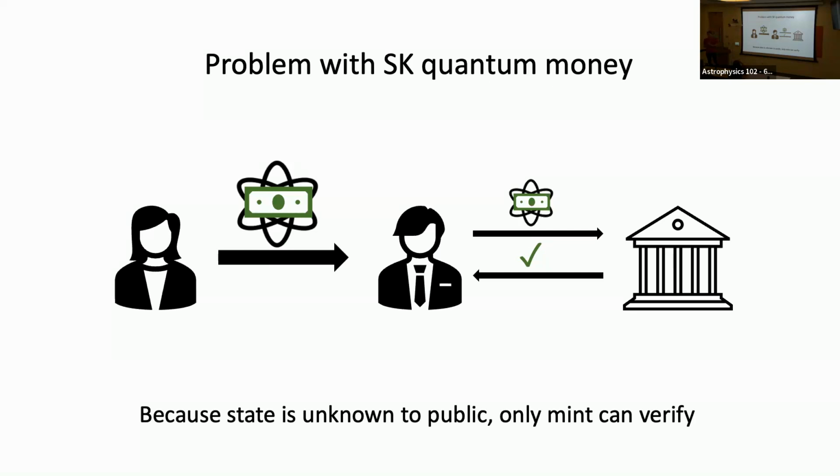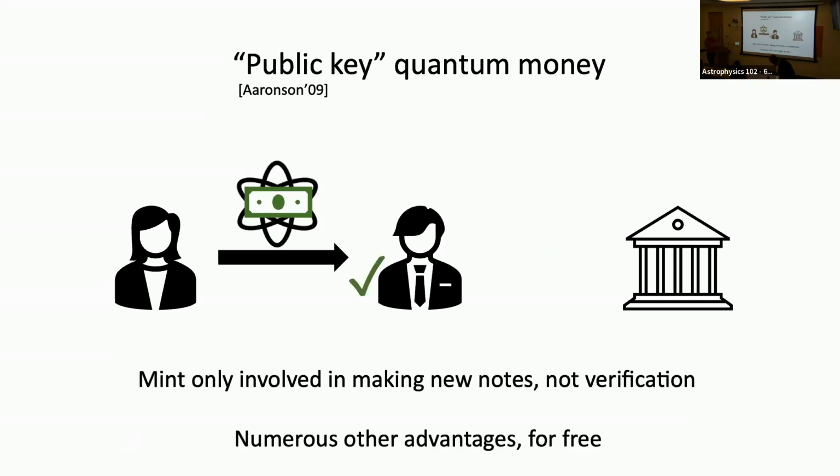So his only option is to send the money state that he got from Alice to the mint, or maybe some trusted entity that knows the actual description of the state. And if you know the description of the state, you actually could check. You could project onto the state to make sure that you do get the correct one. So the mint will verify, but Bob can't verify on his own. And so it's a little unclear at this point what the advantage is over just a classical digital currency, where we also needed to communicate with someone to verify things. The ideal solution to this problem, put forth by Scott Aaronson, is something called public key quantum money.